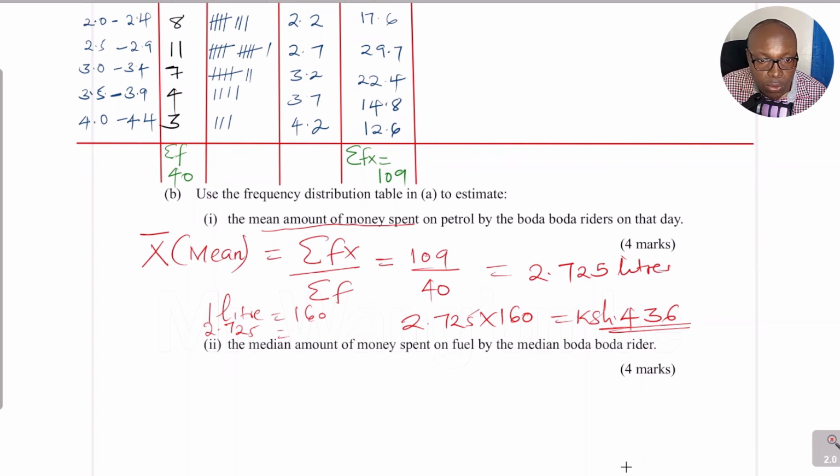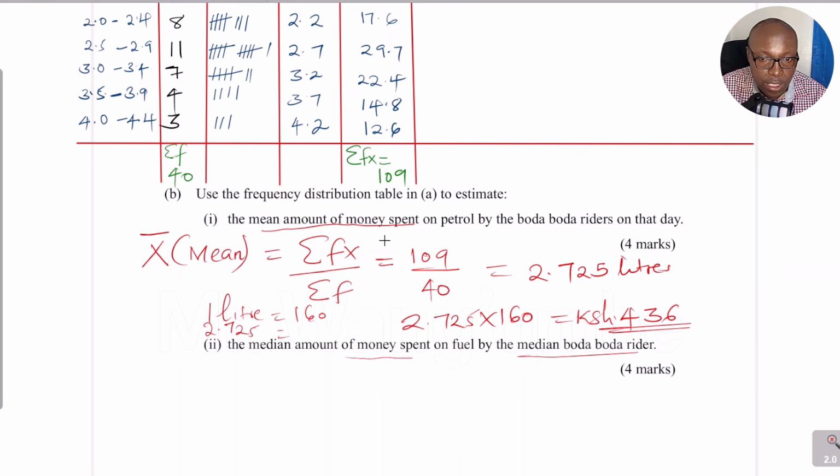Let's go to part 2. The median amount of money spent on fuel by the median boda rider. So the median amount of money. So we start with that. How do we get the median amount of money?